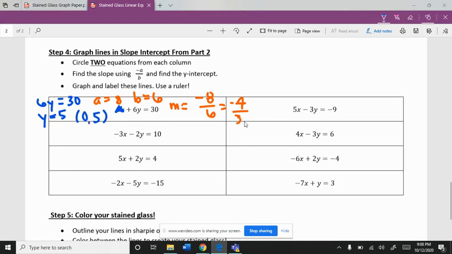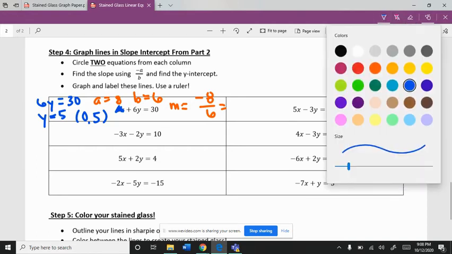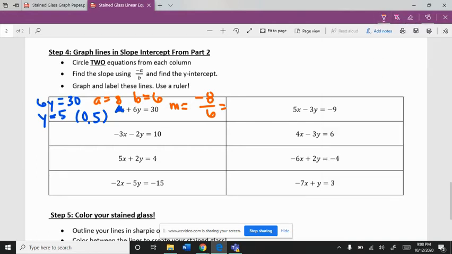So we have a slope of negative 4 thirds. This is so hard to read. You have a slope of negative 4 thirds, and then a y-intercept of 0, 5. All right, so we're going to plot our y-intercept and then count out our slope.